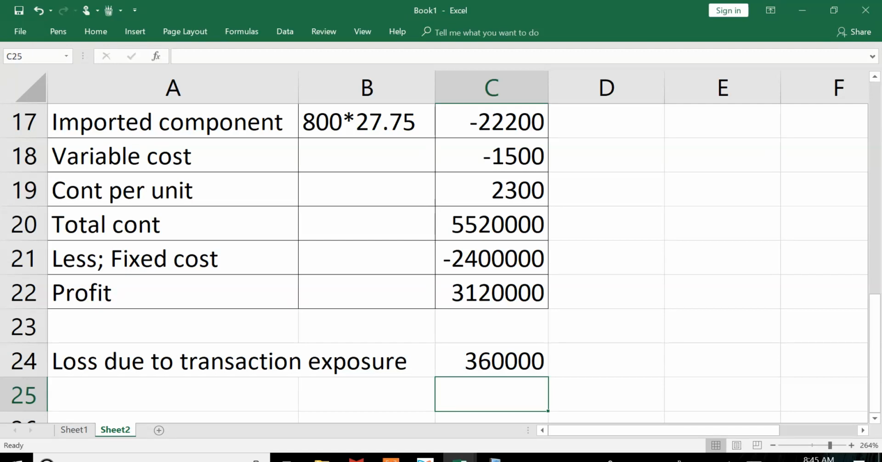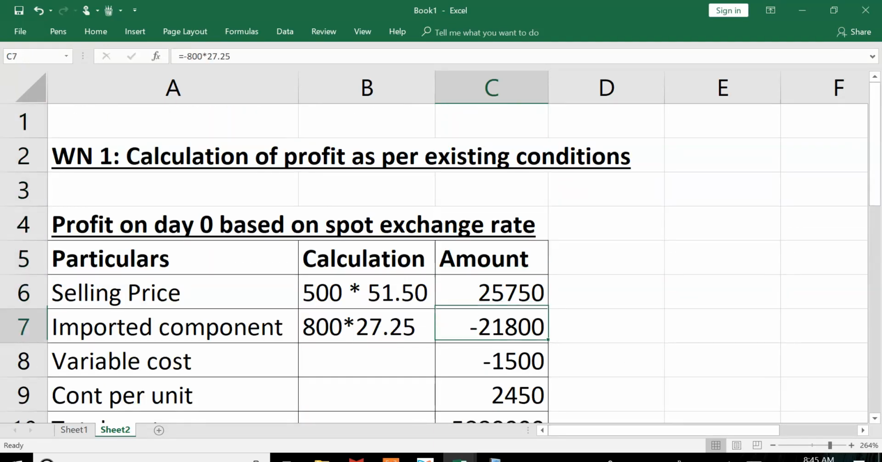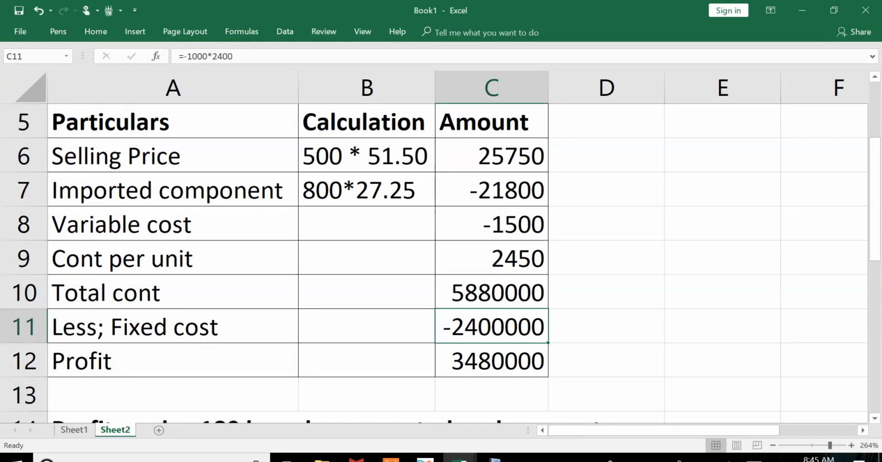3480 is coming down to 3120. So there is going to be a loss of 3,60,000. Any doubts on this? Clear? Can we proceed? Now I need to prepare a similar statement, but I need to be very clear on the number of units we are selling.